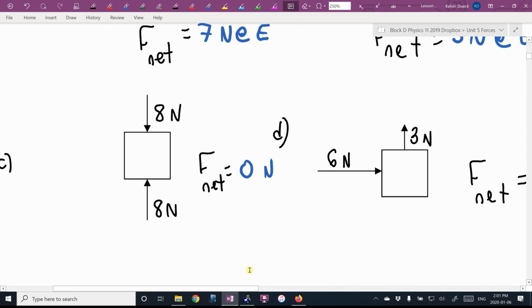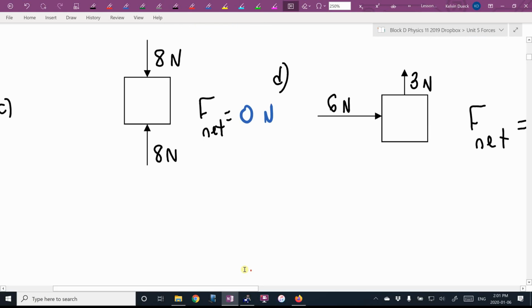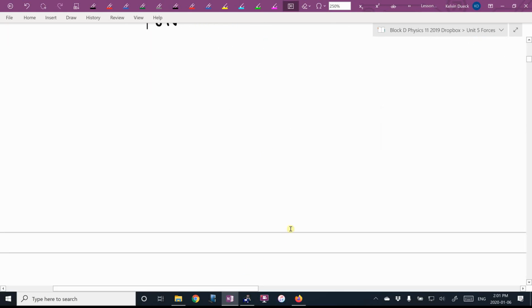For those of you who are wondering, the magnitude is 3 root 15, and it would probably be about 26 degrees north of east. There's always someone that wants to know.